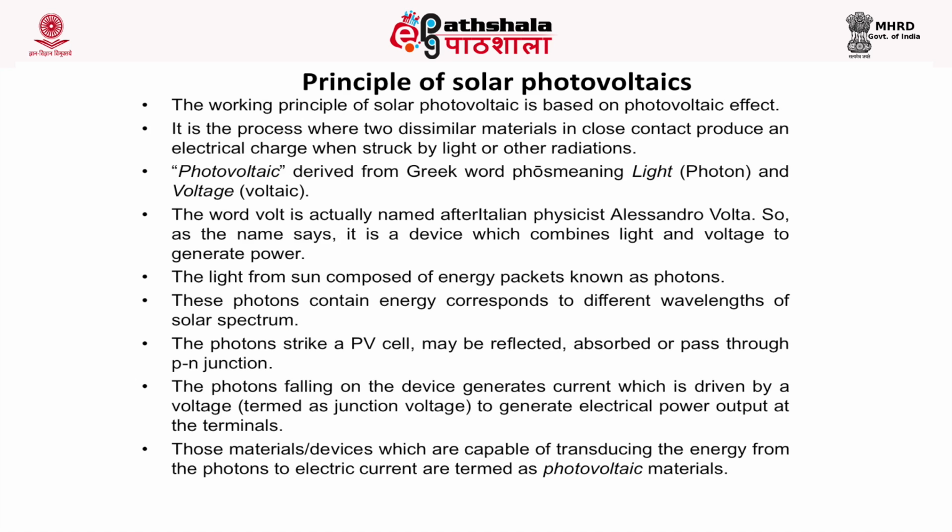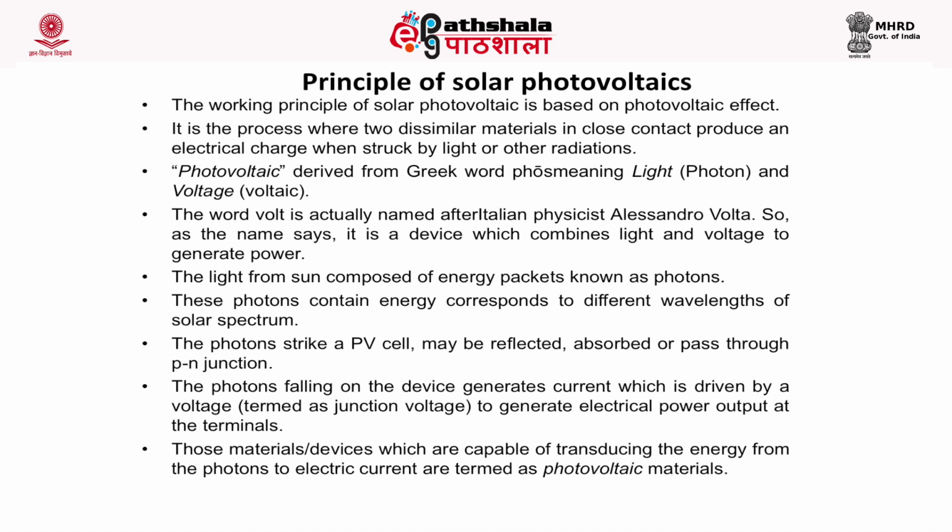The light from sun is composed of energy packets known as photons. These photons contain energy corresponding to different wavelengths of the solar spectrum. When photons strike a photovoltaic cell, they may be reflected, absorbed, or pass through the p-n junction. The photons falling on the device generate current, which is driven by a voltage that is termed as junction voltage, to generate electrical power output at the terminals.